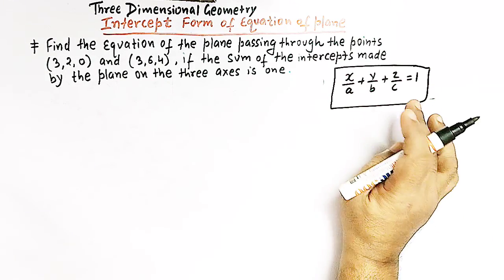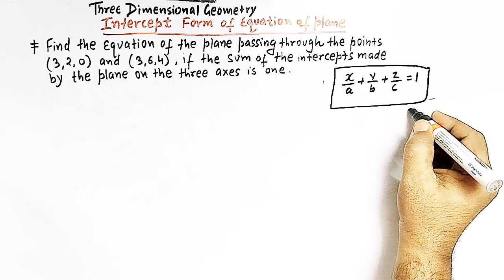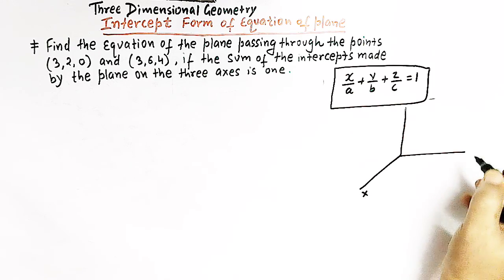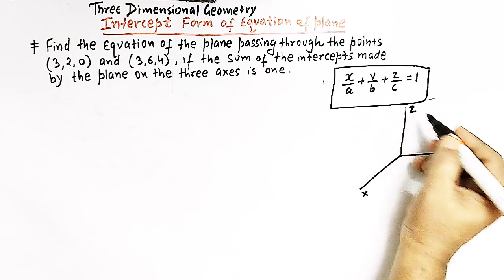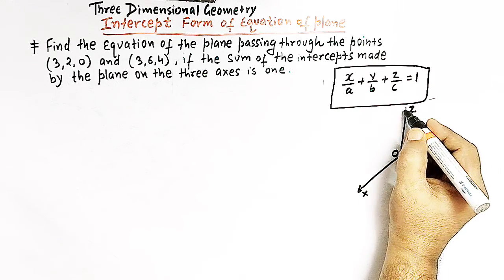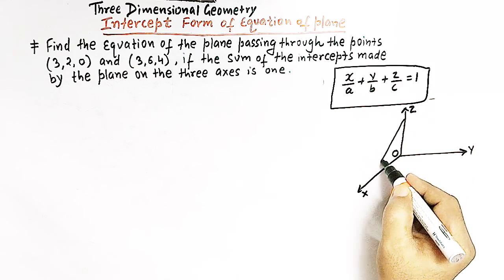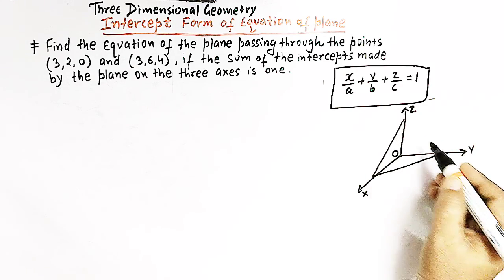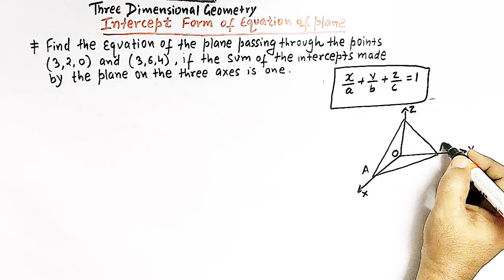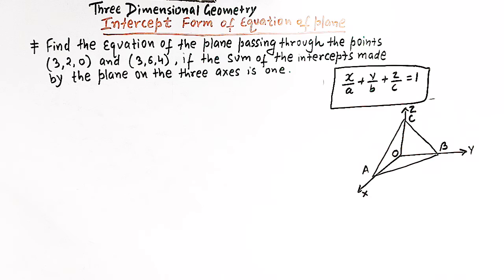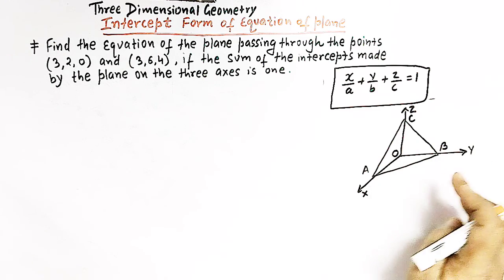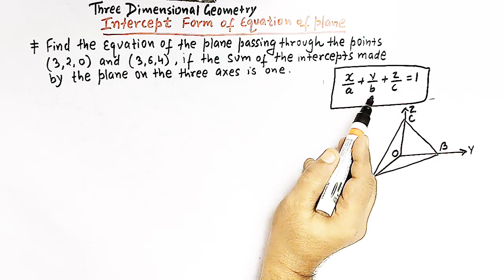So let us quickly revisit this equation. Suppose here we have the axes, and here we have the x-axis, here we have the y-axis, and here we have the z-axis, and O is the origin. And suppose we have a plane like this which cuts the three axes at these points, that is, this is the point A, this is the point B, and this is the point C, right? And the intercepts made by this plane on the three axes are given by a, b, and c.